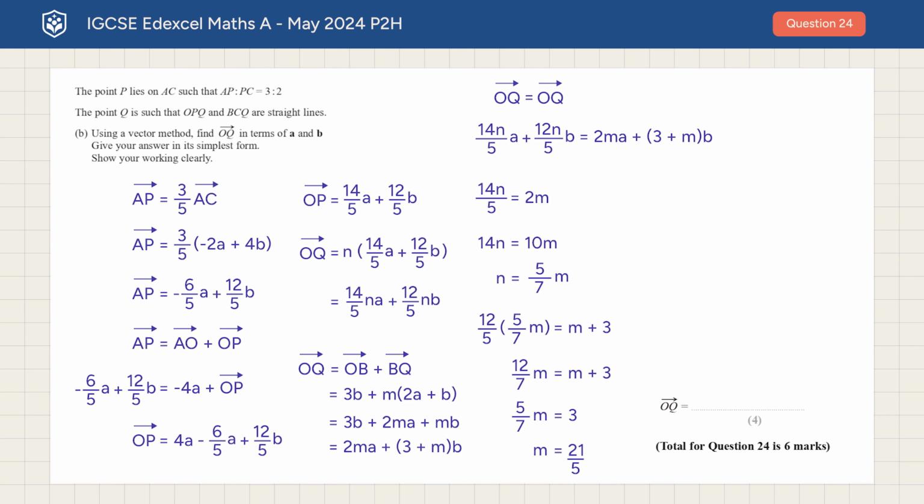Finally, we plug this value of m back into our second equation for OQ. 2 times 21 over 5 gives us 42 over 5 a, and 3 plus 21 over 5 gives us 36 over 5 b. So our final answer for OQ is 42 over 5 a plus 36 over 5 b.